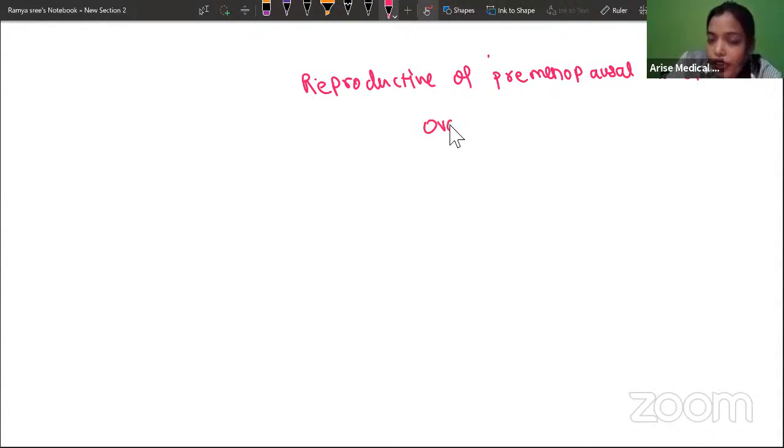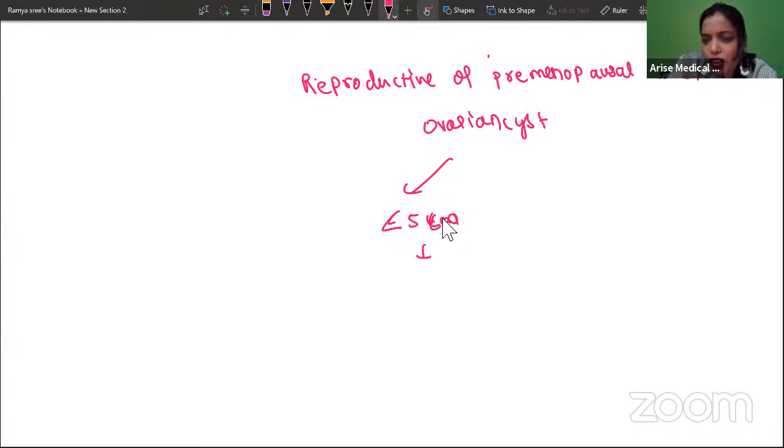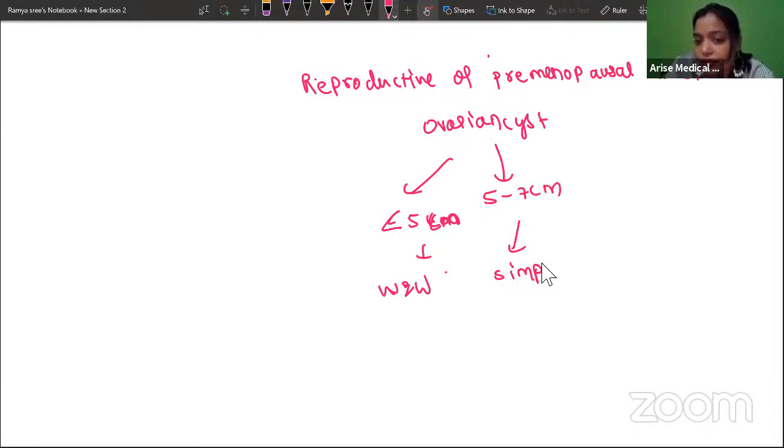if they come to you with an ovarian cyst, if the size of the cyst is less than 5 centimeters, just wait and watch. Don't bother about it. Most of them resolve by themselves. Okay? Wait and watch. You can do a USG follow-up also. If it is between 5 to 7 centimeters, if it is a simple cyst, wait and watch and USG follow-up.